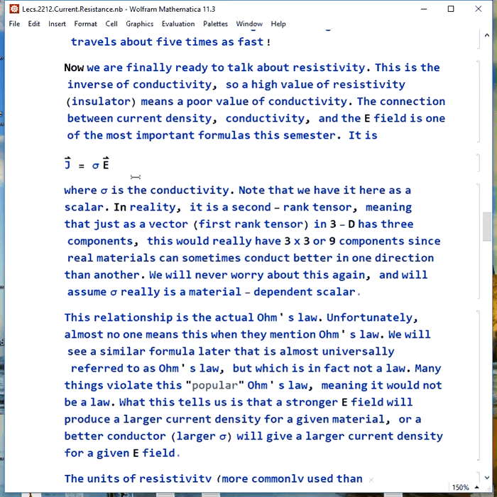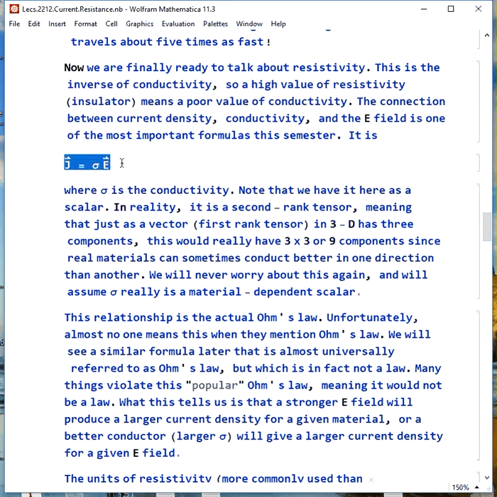Sigma is the conductivity. Here we're treating it like a scalar. That's all we'll ever do with it, but in reality, just so you know, it's what's called a second rank tensor. Vector is a first rank, a scalar is a 0th rank. The idea is just as the vector E here in 3 dimensions has 3 components, this thing would really have 9 components. It would be a 3 by 3 matrix because real materials conduct better in some directions than others. We're not going to worry about this ever again, and we're going to assume that sigma just depends on what the material is and it's a scalar.